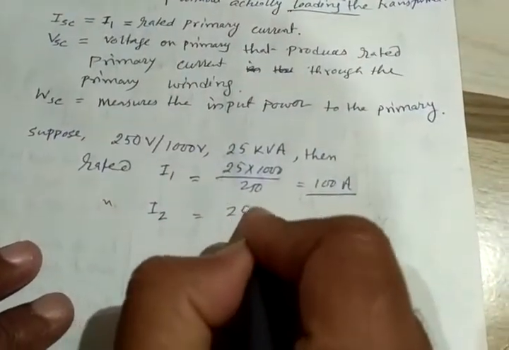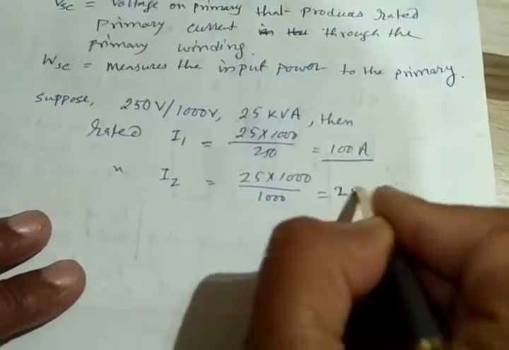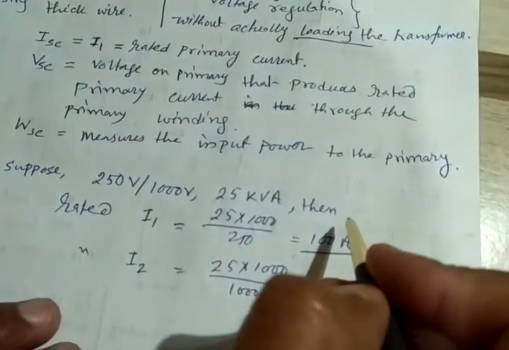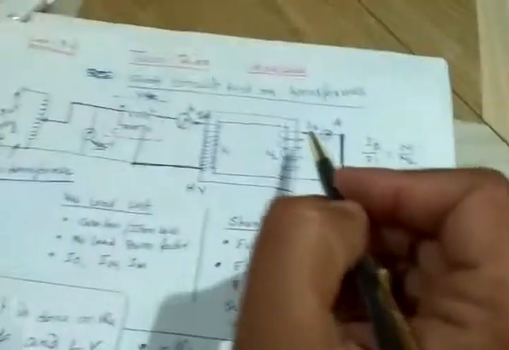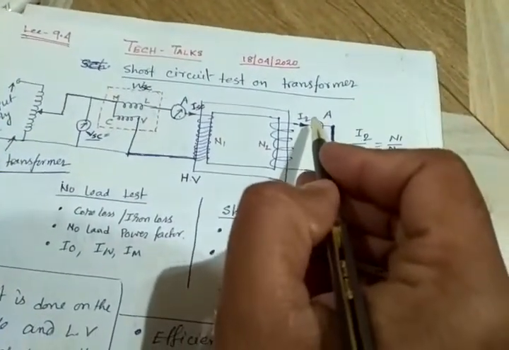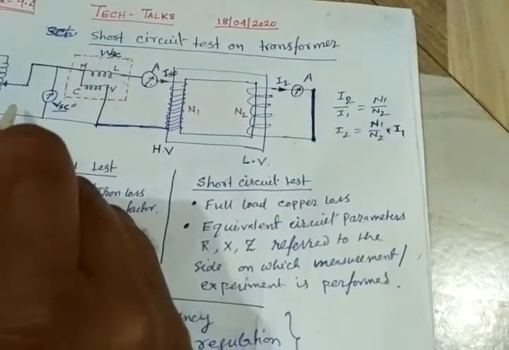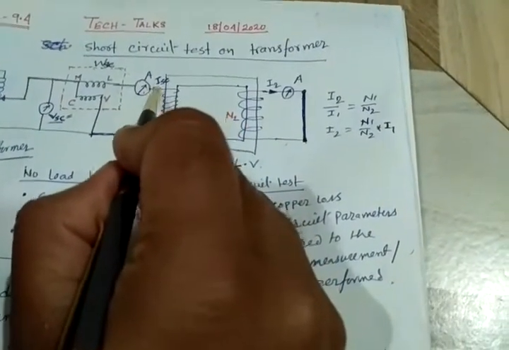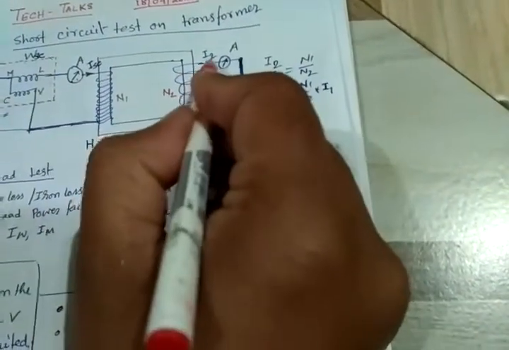So if we go to our example, what will the rated secondary current be? Rated secondary current will be 25 into 1000 divided by 1000, that is 25 ampere. So here turn ratio is actually 1 is to 4. So in that case I2 will be 25 ampere. When this is 100 ampere, then this I2 will be 25 ampere. So this is also rated current. So now what we see is that in this setup VSC may be 20 volt. Due to 20 volt, the current flowing in the primary circuit is the rated current 100 ampere. Also in the secondary circuit rated current is flowing.